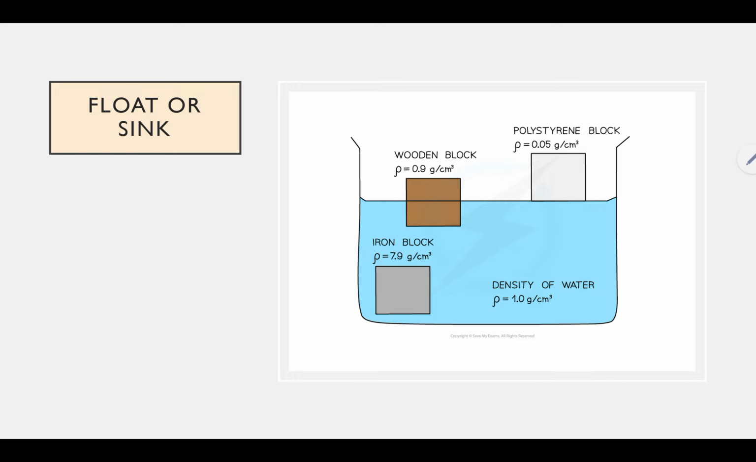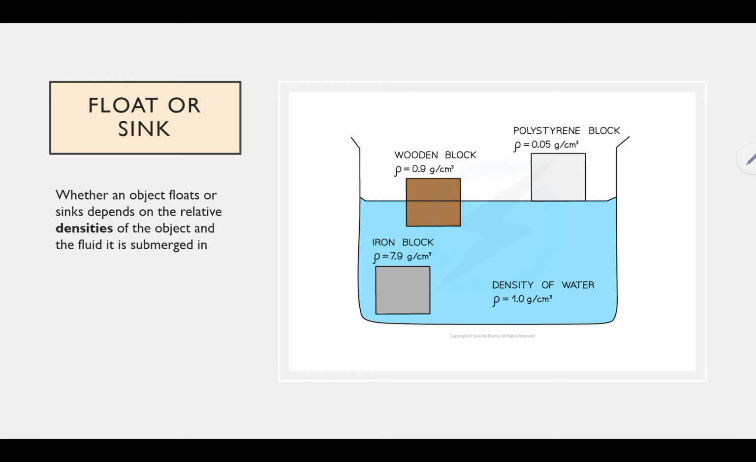Next part of our lesson is float or sink. Usually the density of water is 1 gram per centimeter cube. So naturally, anything that is heavier than 1 gram per centimeter cube, if I place it in water, is going to sink. If it has a density that is less than 1 gram per centimeter cube, then it will float.